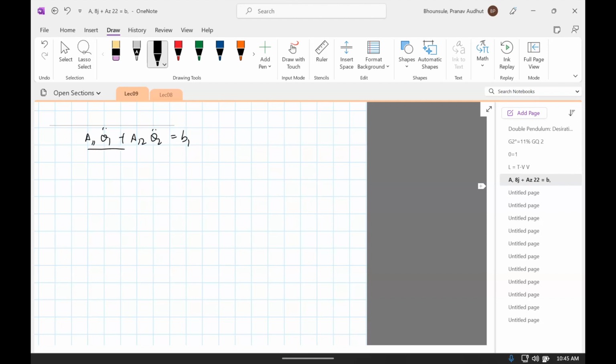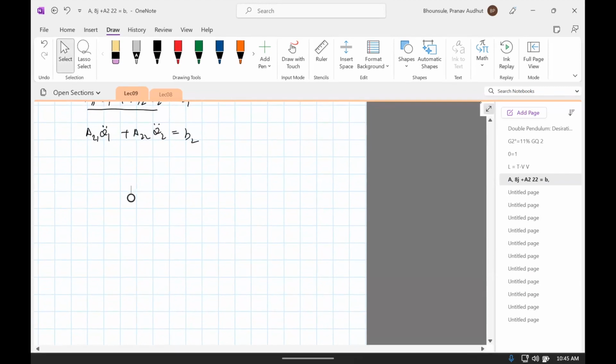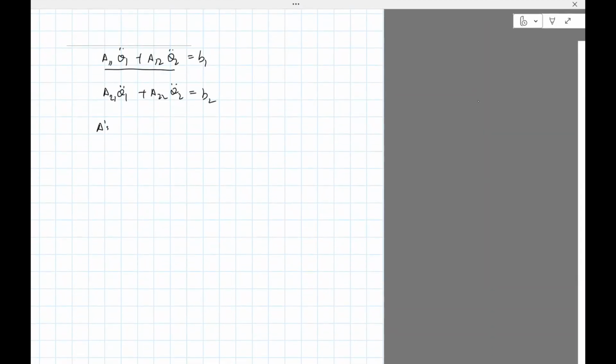You'll see that there's acceleration, theta1 double dot, theta2 double dot, and they will be a11, a12, which of course will be functions of theta, mass, c, and so on. Then there'll be another equation, a21 theta1 double dot plus a22 theta2 double dot equals b2. The A's and B's are functions of M, C, G, L, and I.